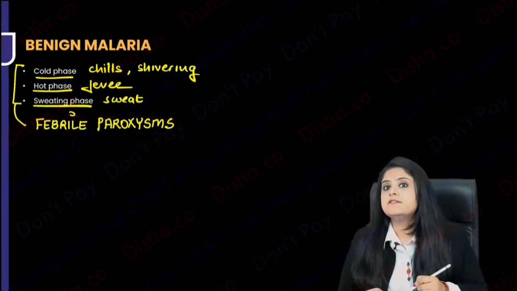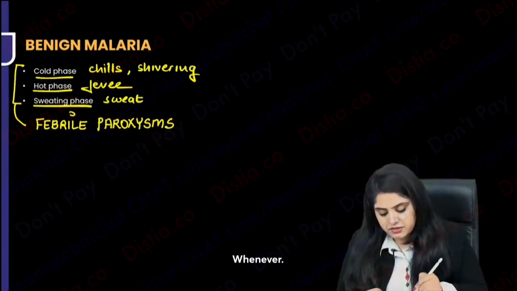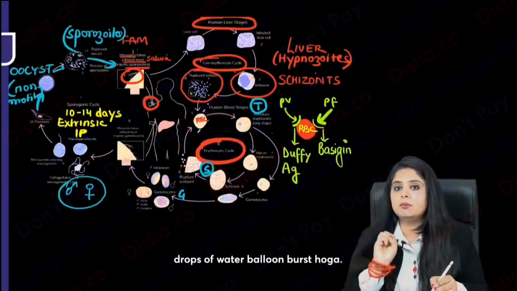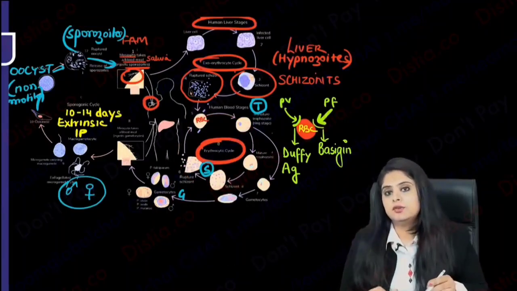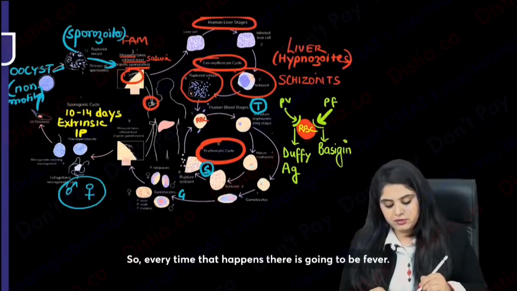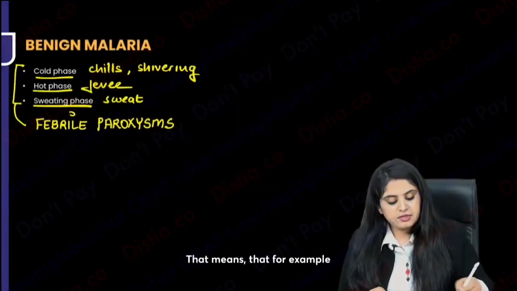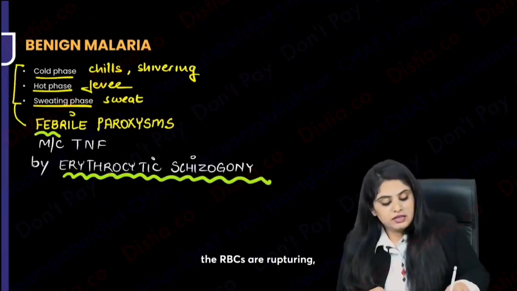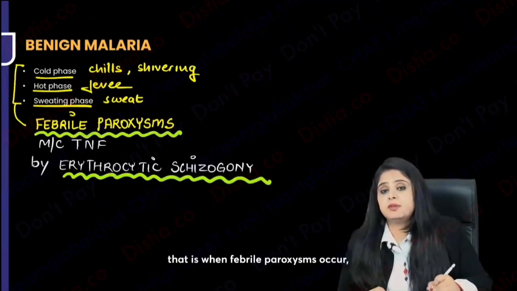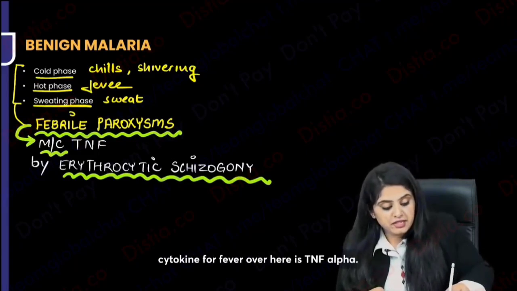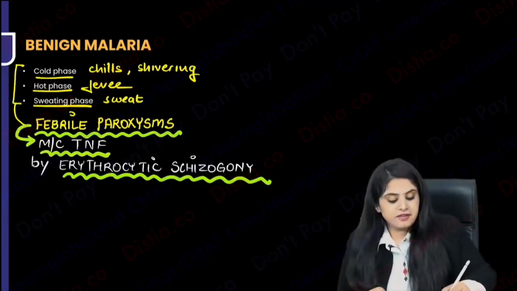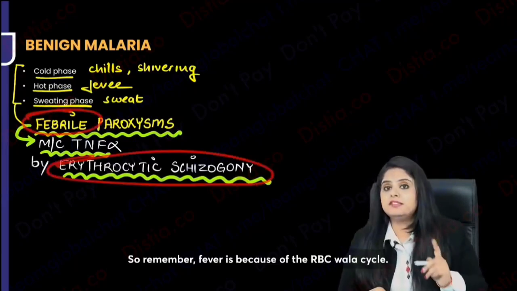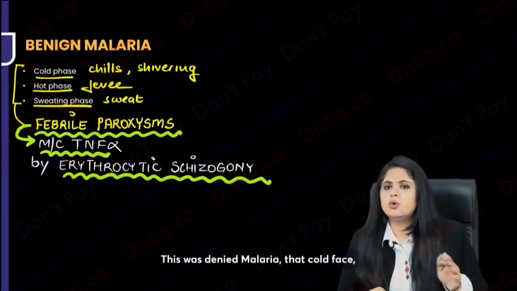But why do they occur? When do they occur? Whenever in the red blood cell, every time a schizont bursts, like a water balloon bursting, that is when there is going to be fever. So every time that happens, there is going to be fever. For example, there is erythrocytic schizogony. Every time there is erythrocytic schizogony, the RBCs are rupturing. That is when febrile paroxysms occur, and they ask you the most important cytokine for fever over here is TNF-alpha. The most important cytokine for fever, TNF-alpha. So remember, fever is because of the RBC cycle. This was benign malaria, that cold phase, hot phase, sweating phase.